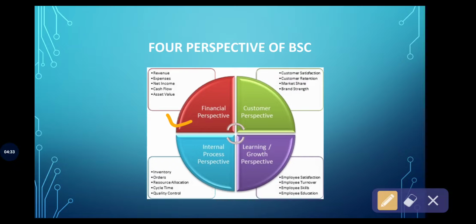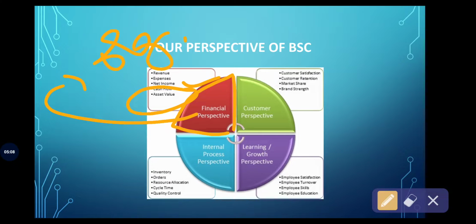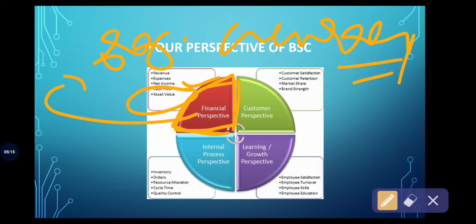In the financial perspective, this is one area of the organization. Some employees will be working here, and their work is only to concentrate on the financial aspects, like what revenue we have earned this year, what expenses we have incurred for manufacturing the goods, what our net income is after deducting all the expenses and paying all the taxes, what our cash flow is, and what our asset value is. This is the most important area where every business wants accuracy. They want to earn more profit, so they must be more accurate in this area. This is one part of the BSc.